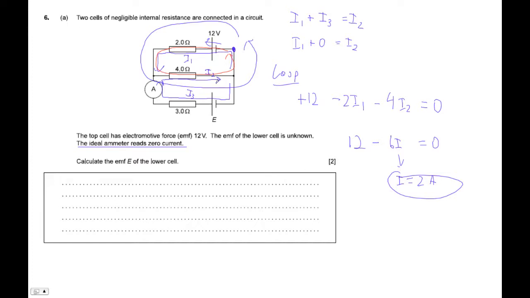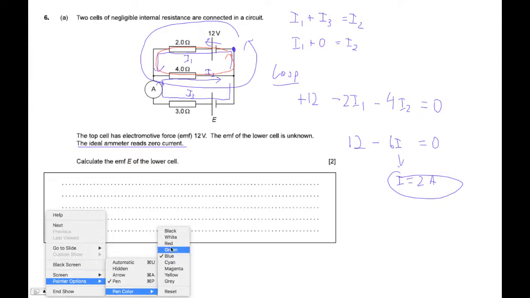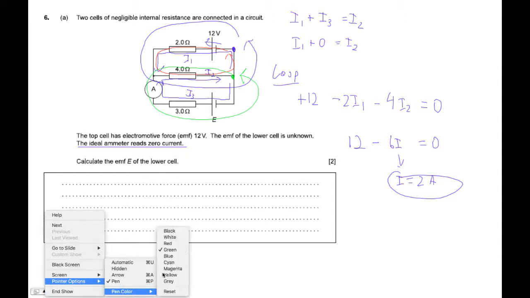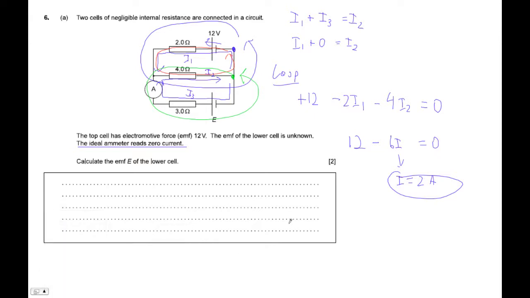Okay, so now we need to do another loop, right? So I'm going to do this loop in green. Okay, I'm going to do it from here, and I'm going to go this way. I'm going to loop around like that. Okay, so I've got to go back to the blue pen here. So let's do that loop at the bottom there. I'm going this way.